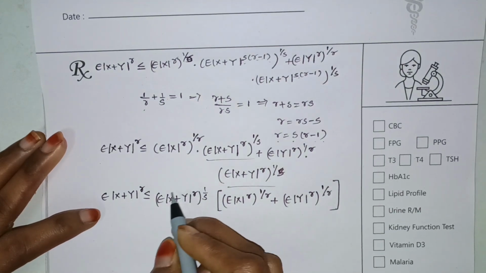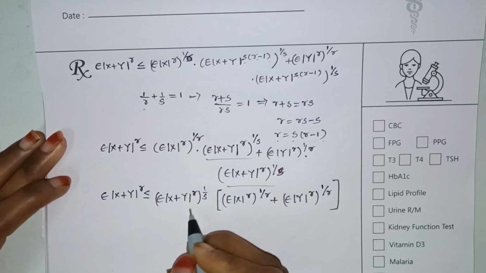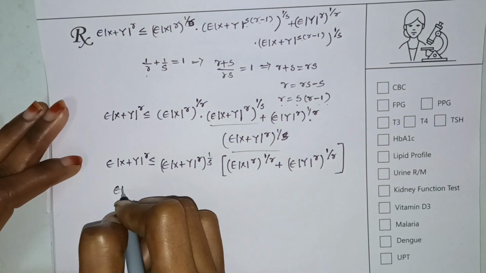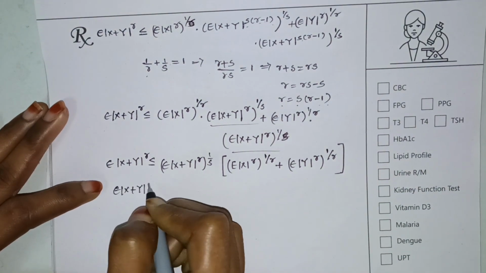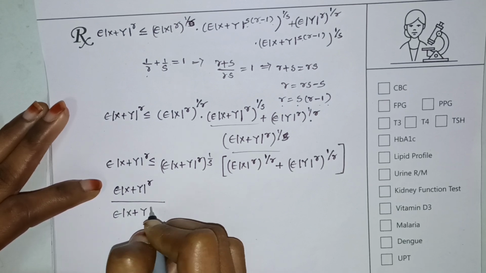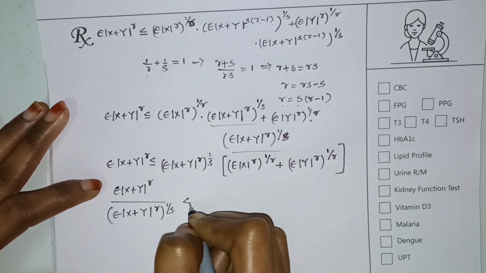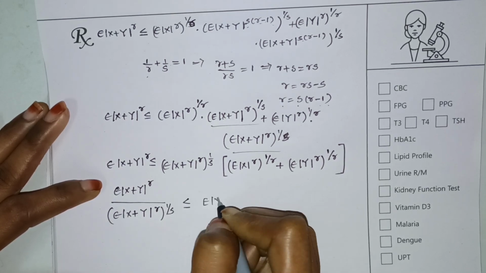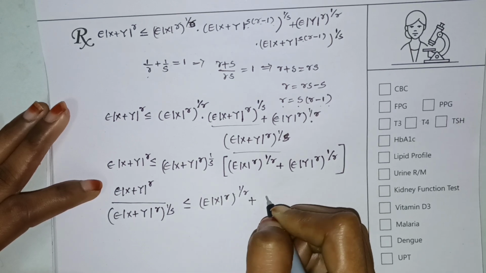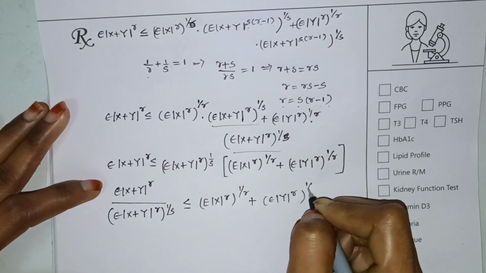Then this is in the multiplication. If this term goes to this side, then it will become divided by. Therefore, expectation of mod x plus y to the power of r divided by expectation of mod x plus y to the power of r whole to the power of 1 by s is less than or equal to expectation of mod x to the power of r whole to the power of 1 by r plus expectation of mod y to the power of r whole to the power of 1 by r.